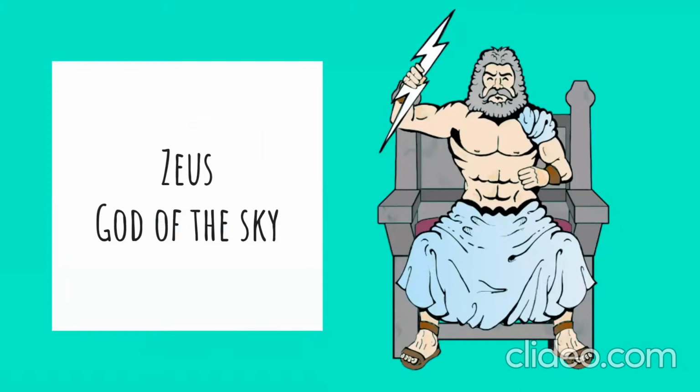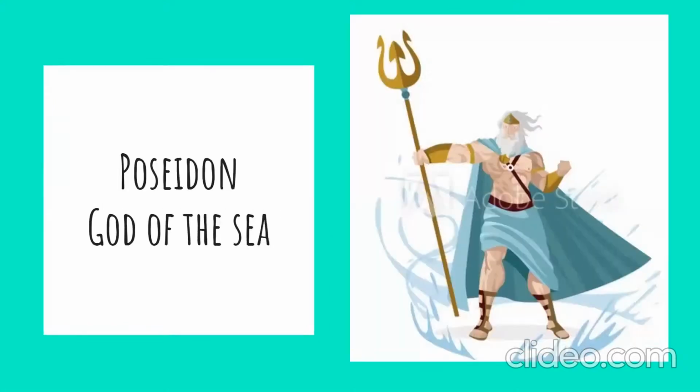So whenever it's raining heavily or thundering or lightning, the Greeks believe that Zeus is extremely angry. That is why so many things are happening in the sky. The next god is the brother of Zeus. His name is Poseidon. He is the god of the sea.